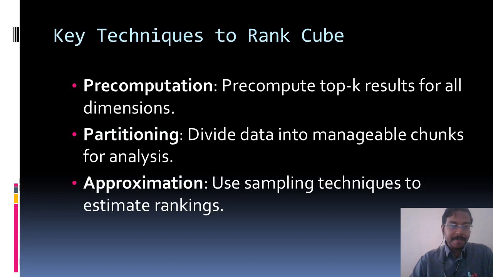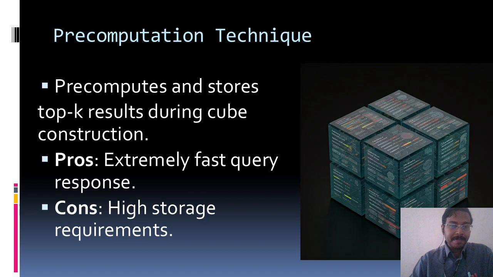These are the key techniques used in ranking cubes. First, pre-computation, which stores top-k results during the cube construction. Second, partitioning, which splits the cube into smaller, manageable sections for analysis. And third, approximation, where sampling is used to estimate rankings, reducing computation costs.